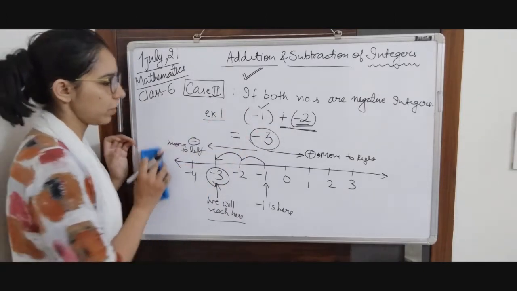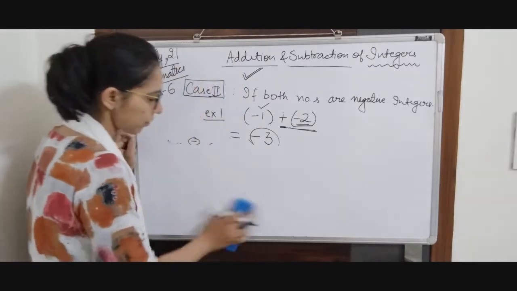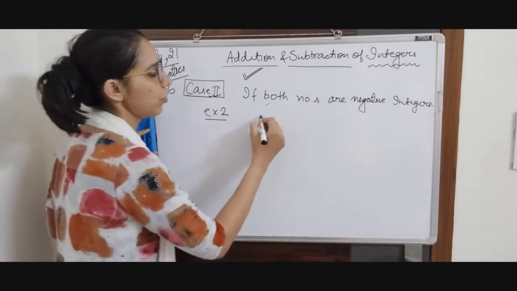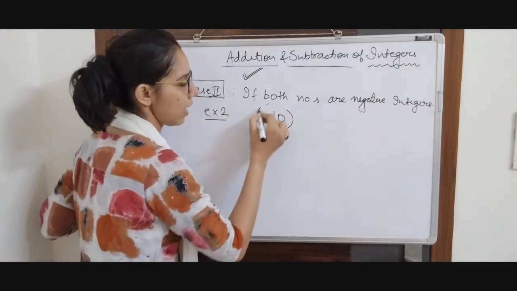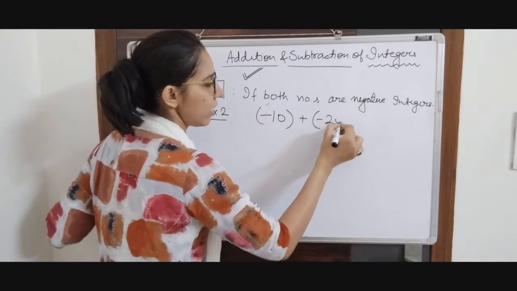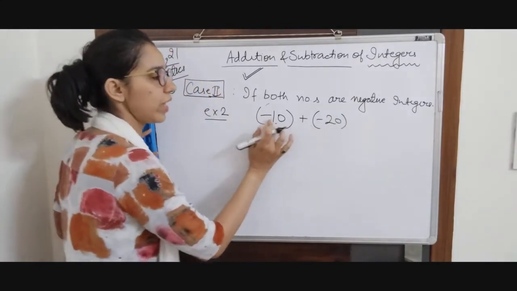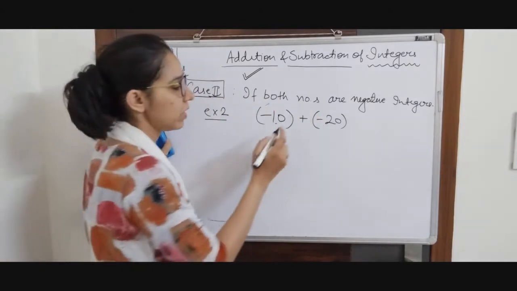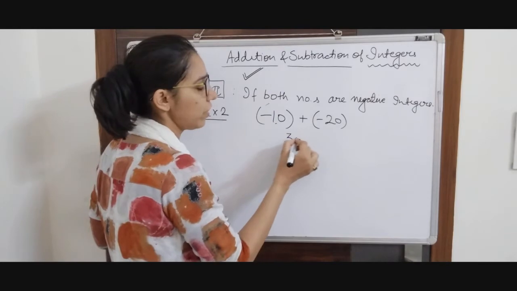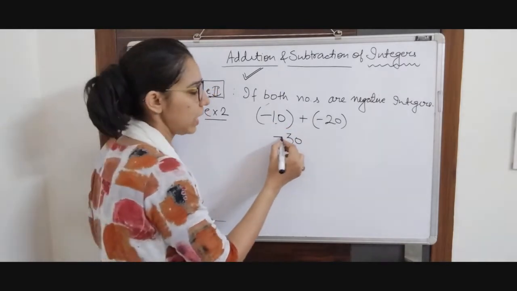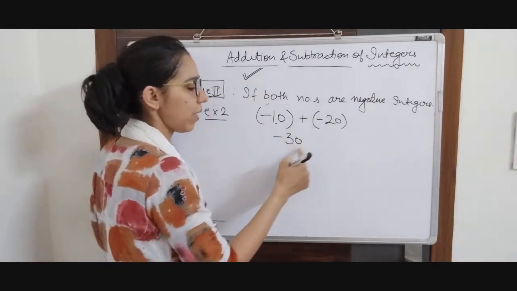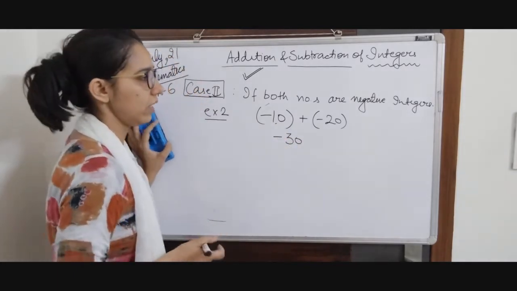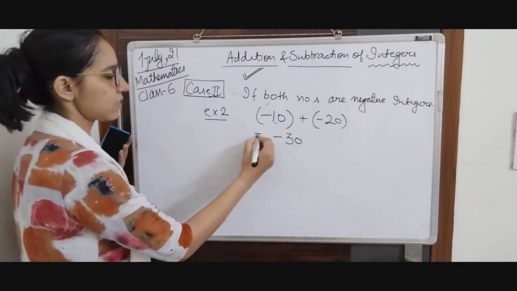So I am going to do another question and then we will write in words. Example 2. Suppose we have minus 10 and minus 20, and we are adding them. If we have two negative integers, what we will do, we will add them. 10 plus 20 is 30, but we'll keep the negative sign. Minus 10, minus 20 we will add. It will add up to minus 30. By rule, it is okay.